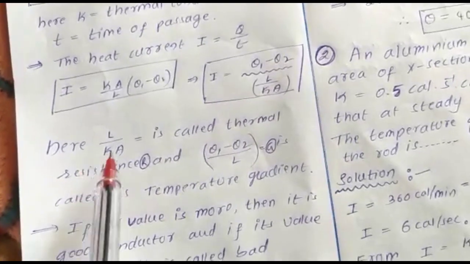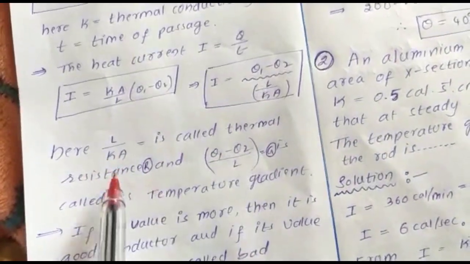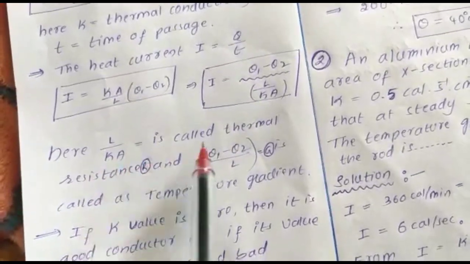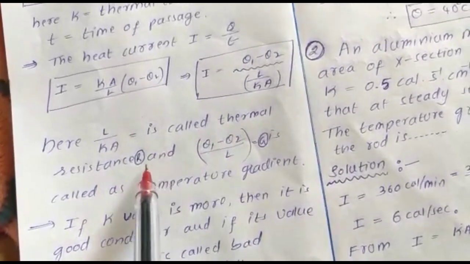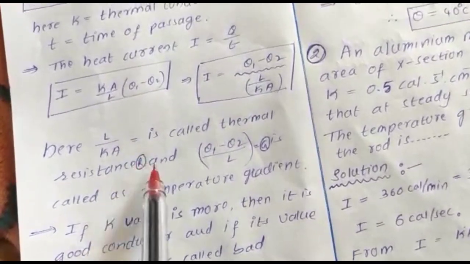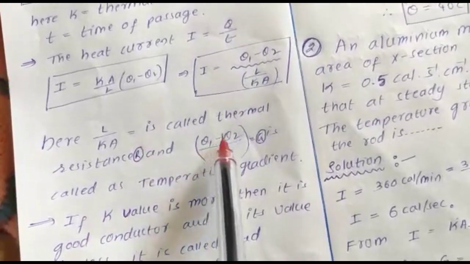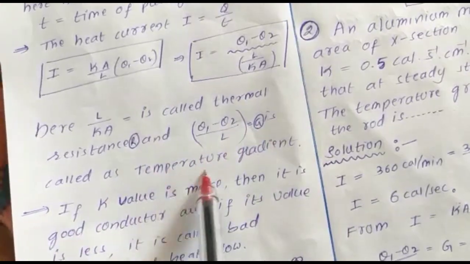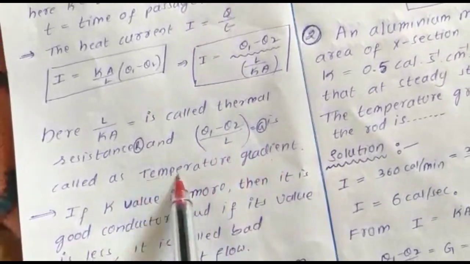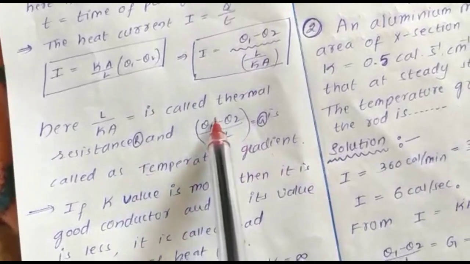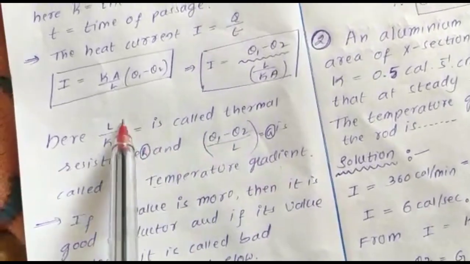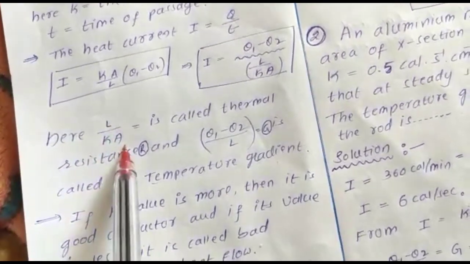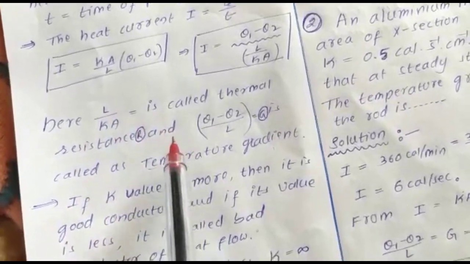Here L by KA is called thermal resistance. This means the length divided by thermal conductivity and area of cross section of the given conductor is called thermal resistance, and the symbol for this thermal resistance is capital R. Also, the temperature difference by length of the conductor is called the temperature gradient. So the temperature gradient means the change in temperature per length of the conductor, and the thermal resistance is nothing but the length of the conductor by thermal conductivity and area of cross section. These two are important for solving problems.